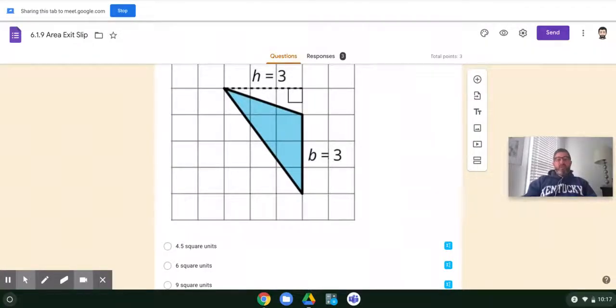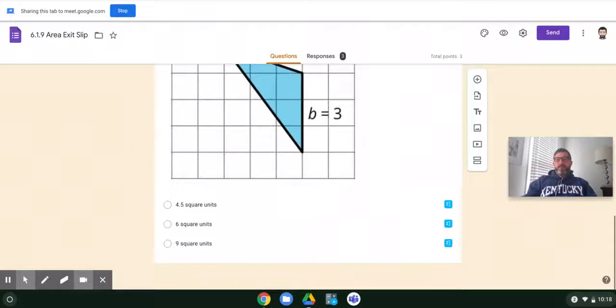4.5, that's right. So we know the area of a triangle. To get that area, we use the formula base times height divided by 2. Our base is 3, our height is 3. So that's 3 times 3, which is 9, divided by 2 is 4.5. Good job.